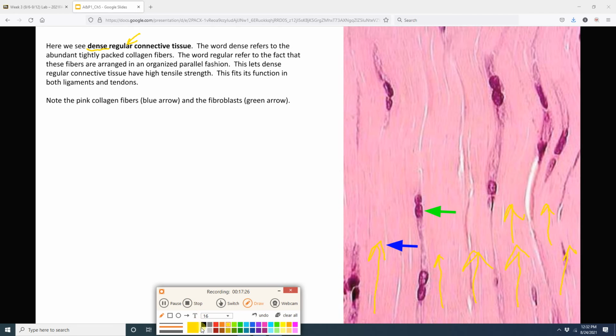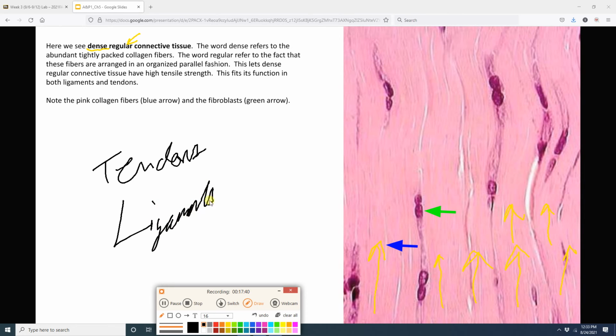Now we find this tissue in our tendons. We find it in our tendons, and we also find it in our ligaments. That's some bad cursive writing right there. Ligaments and tendons. Let me refresh your memory if you didn't remember this or don't know this. Tendons anchor muscle to bone. Ligaments anchor bone to bone.